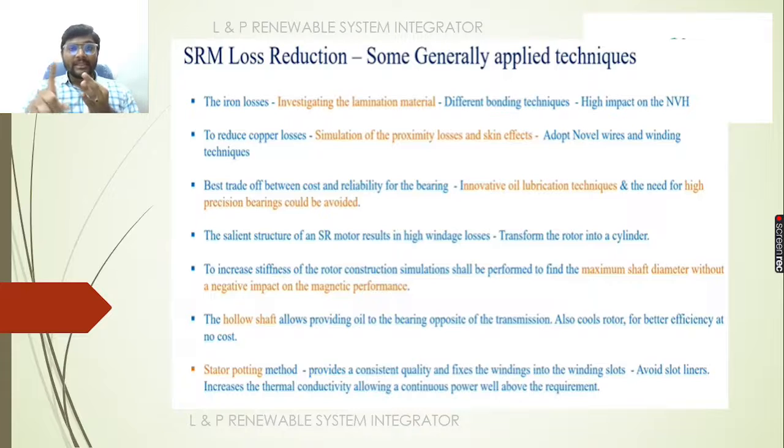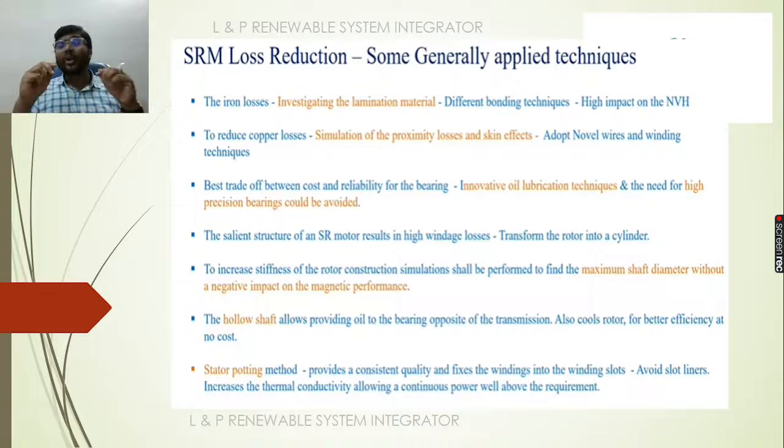The second thing is that for a better trade-off between cost and reliability for the bearings, we need to use innovative oil lubrication techniques, and we need to have a high precision bearing to avoid it. And we can use a hollow shaft, allowing oil to be provided to the bearing opposite to the transmission.